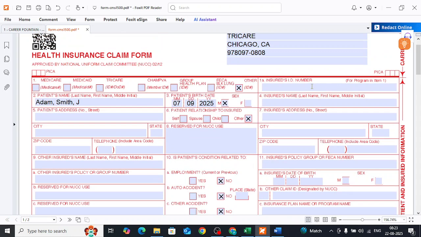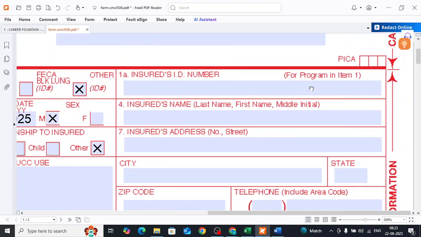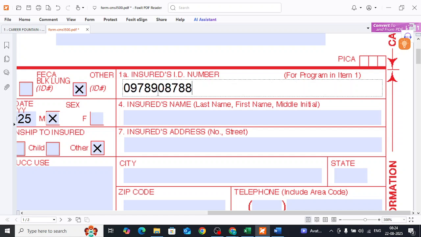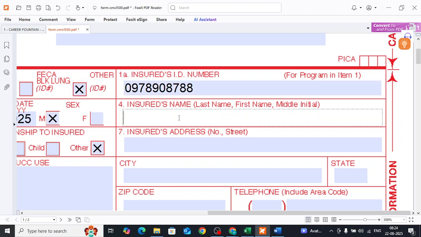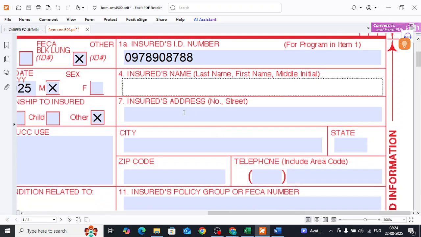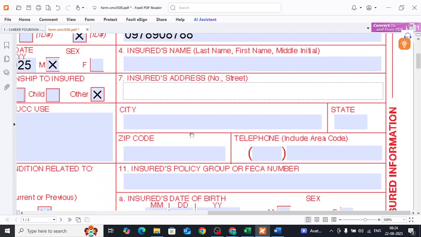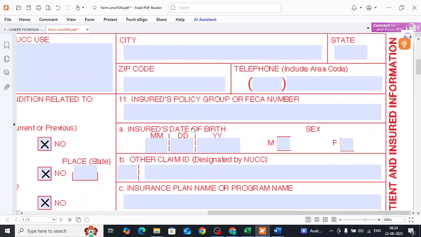Next boxes are for the insured information. So insured ID number, that means the policy ID number. Whatever is mentioned on the ID card, the policy ID, that will go here. Then the insured name, here also the format is last name, first name and middle initial. Insured address, whatever address will go. Then insured policy group or FECA number.